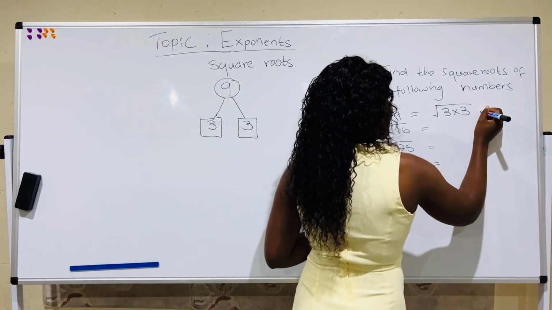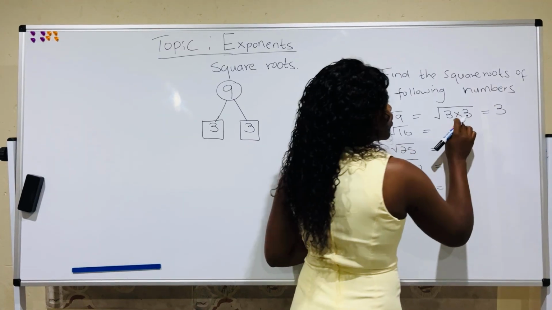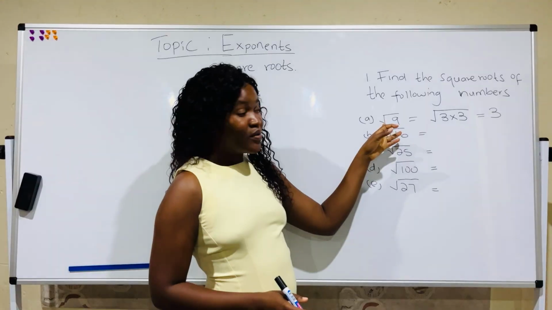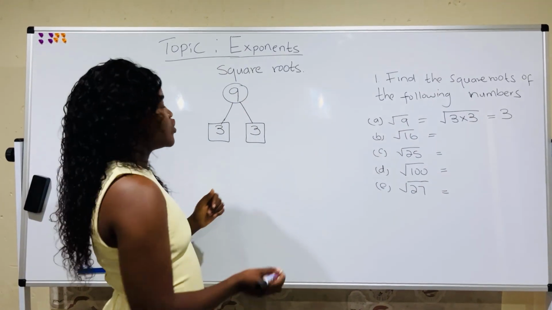So that means our answer is going to be what? 3. That means the square root of 9 is 3. So let's move on to the second question.